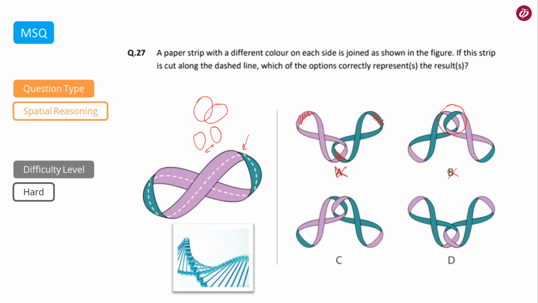Observe these two options and forget the question for a while. Are these figures not rotated versions of each other? For example, if I rotate this loop in option C, it will form option D. Can you see that? So if option C is correct, then D should be correct and vice versa. Hence, both of them are correct. So the correct answer is C and D.